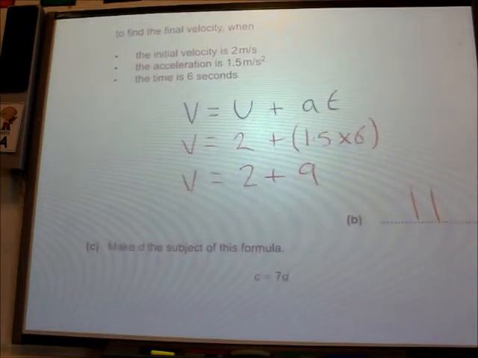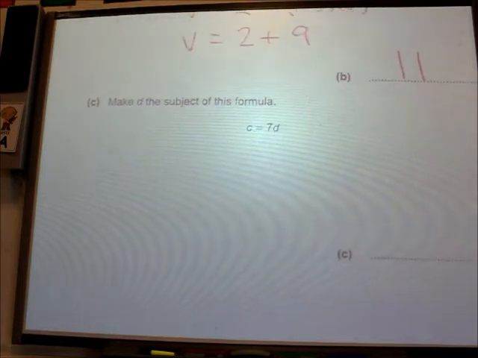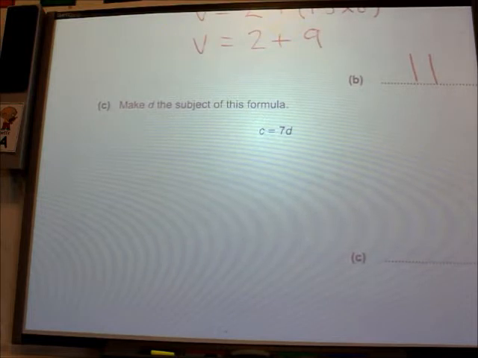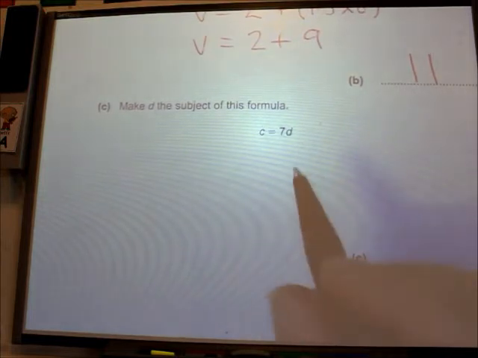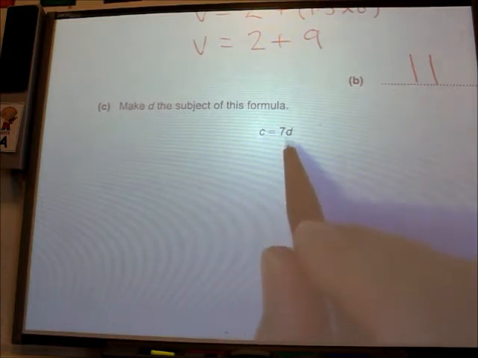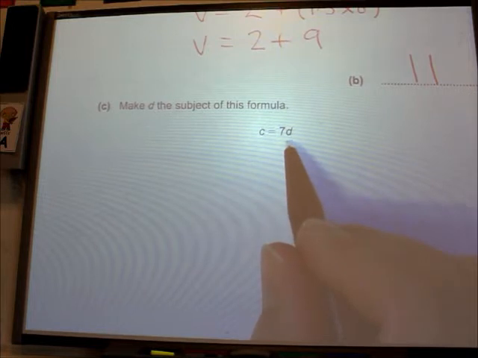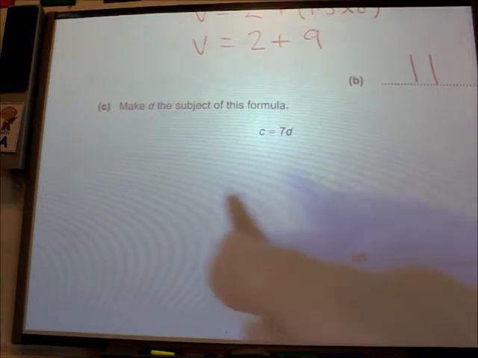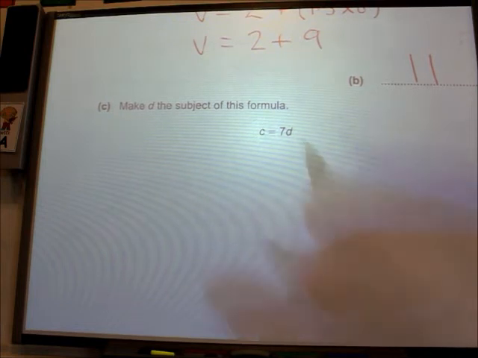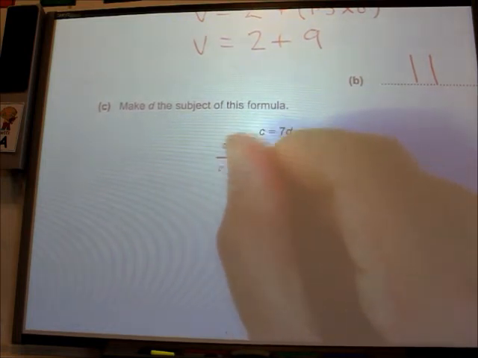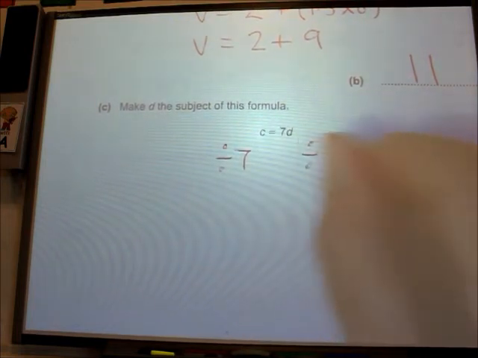Part C, so 5C, make D the subject of the formula. That means rearrange it so D is on its own. What we're going to do, okay, what's happening to D? D is being multiplied by 7. So you need to ask yourself, like when you're solving an equation, what is the opposite of multiplying by 7? It is dividing by 7. So we're going to divide both sides by 7.